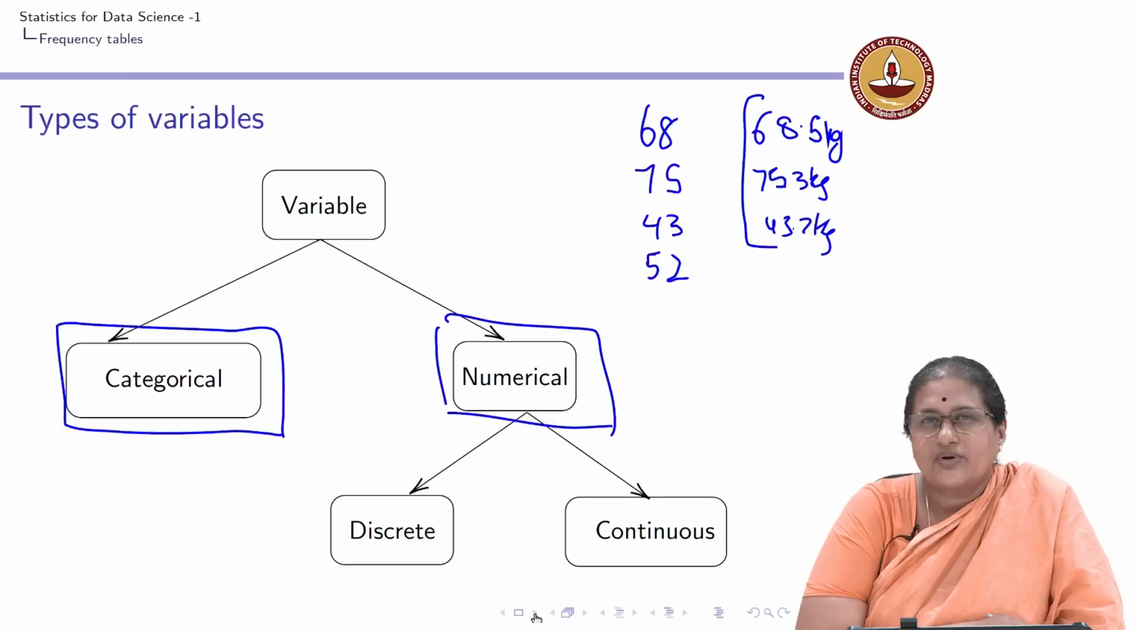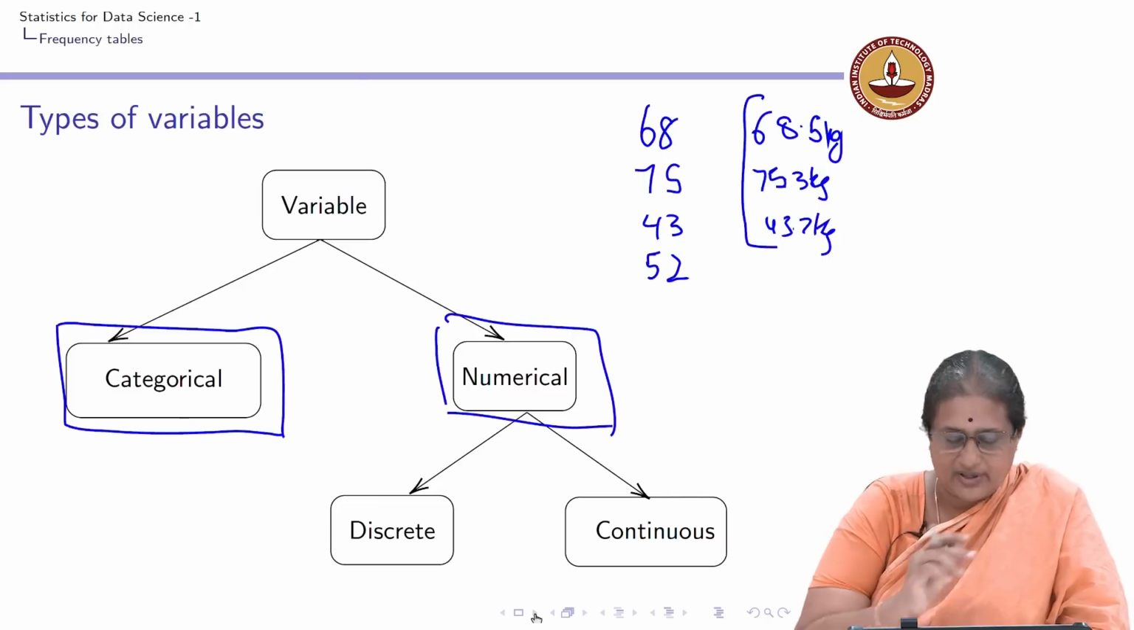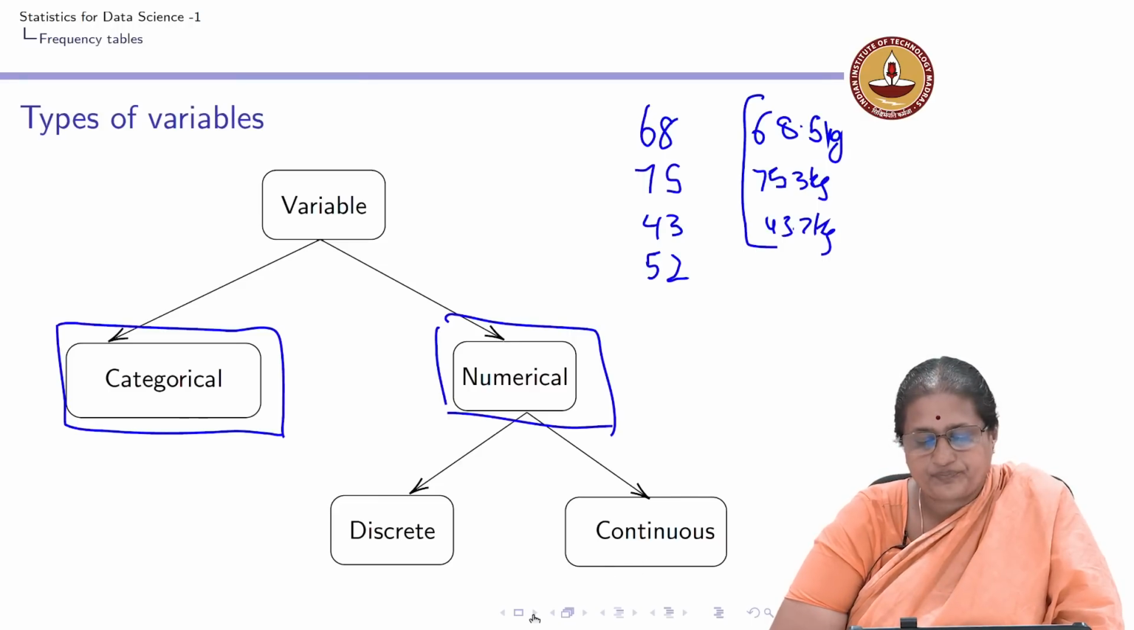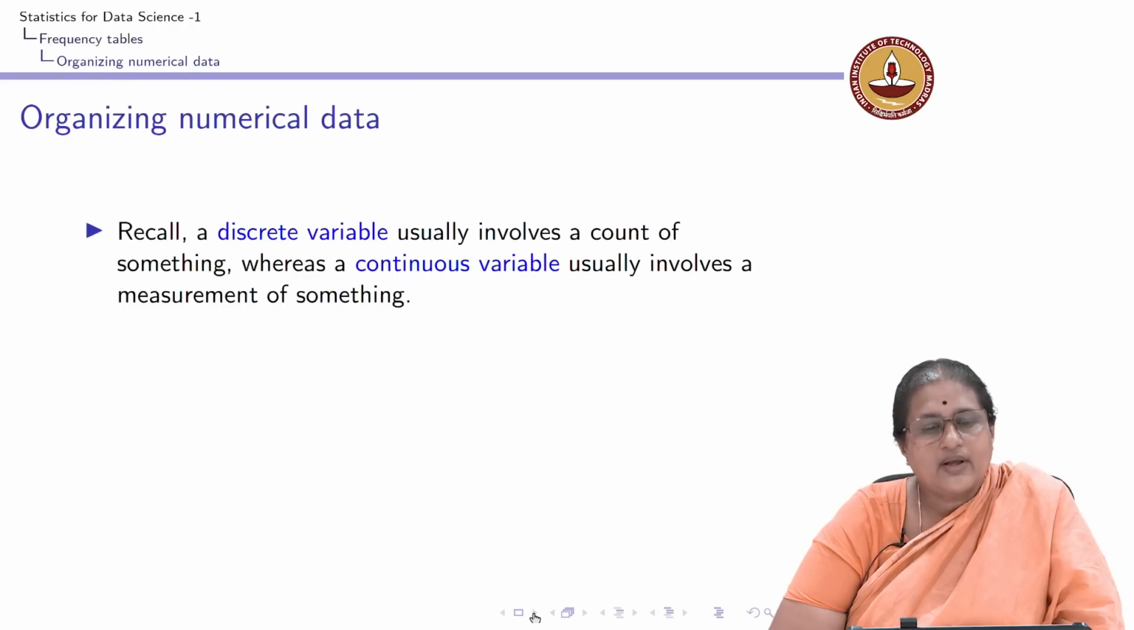So we are going to focus on how we actually summarize both discrete and continuous data. Again, we'll talk about how we summarize when we have small data, that is, every discrete data can be treated as a single data value, and how you group data. So that is the agenda for now. Now let's go ahead and understand how to organize numerical data. A discrete variable involves a count of something, whereas a continuous variable involves a measurement of something. We have already given examples of what is discrete data and what is continuous data.